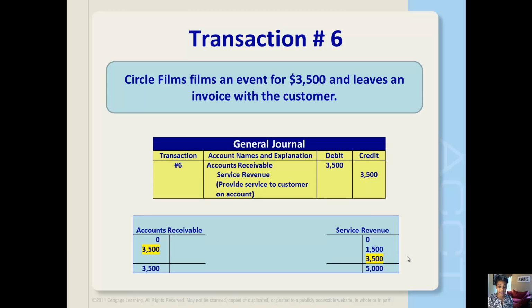Transaction number 6. Accounts affected. Circle Films is performing a service for a customer, so that's increasing service revenue, but they haven't received payment yet, so that means their accounts receivable account is also going to increase. Debits and credits. Accounts receivable is an asset, so we're going to debit the accounts receivable account to increase it. Revenues increase equity, so we're going to credit the service revenue account to increase it. Again, journal entry and posted ledger information on the slide.